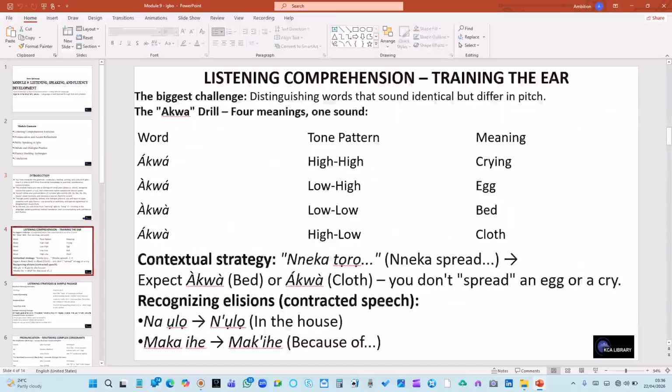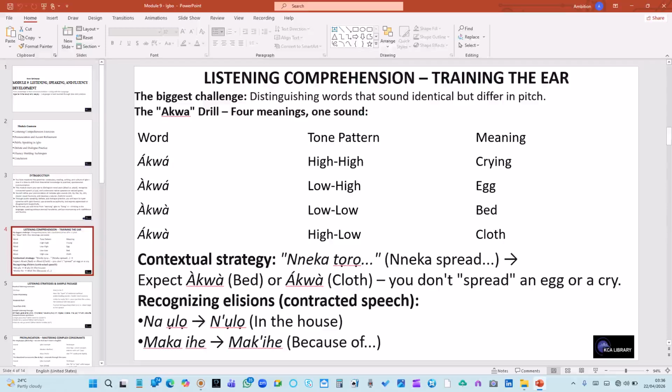Having known that, let us look at listening comprehension, that is training the ear. The biggest challenge here is distinguishing words that sound identical but differ in pitch. Example, akwa. Akwa has 4 meanings, but it is one sound. Now we have the high-high pattern. When you use the high-high pattern, that you stress the first A and the last A with high tone, you are referring to crying, akwa.